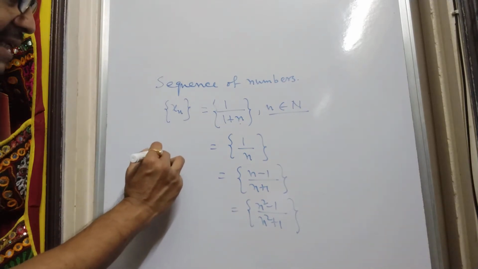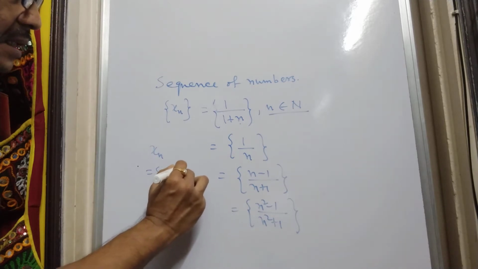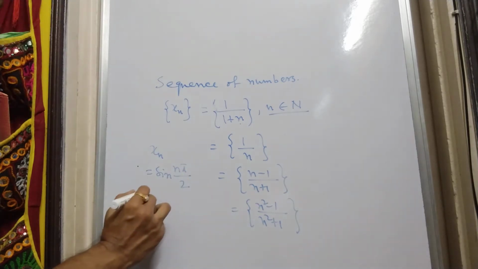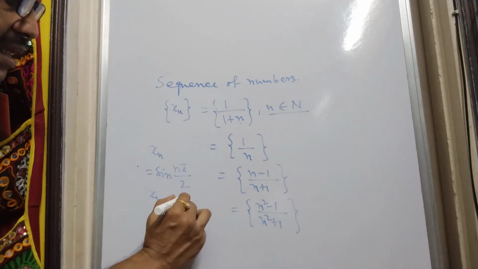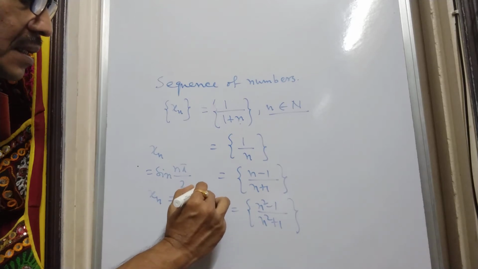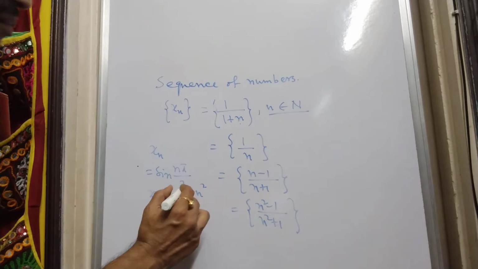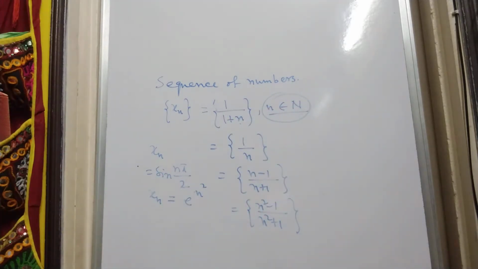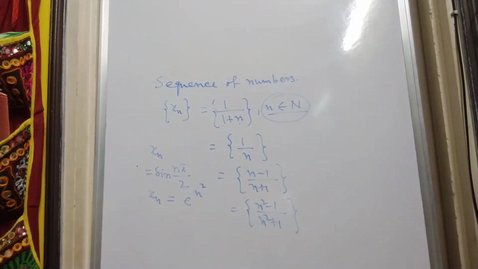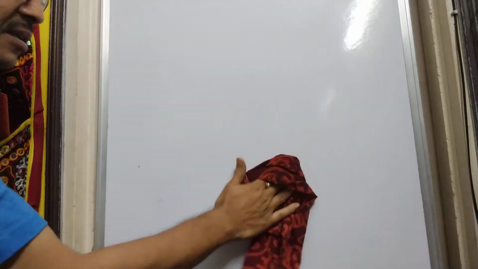We may have defined xn with a trigonometric formula. All we should remember is that this n is a natural number, and this sequence of numbers helps us to define what is the limit of a function, which I said in the previous video.